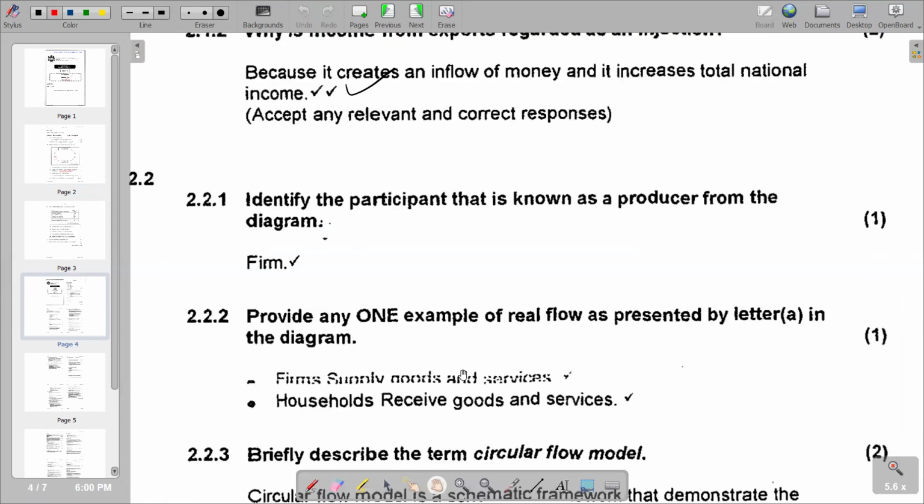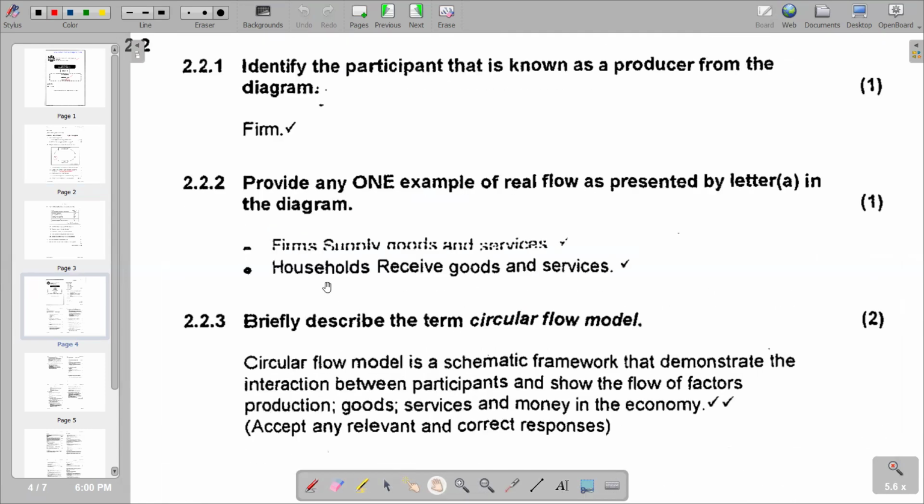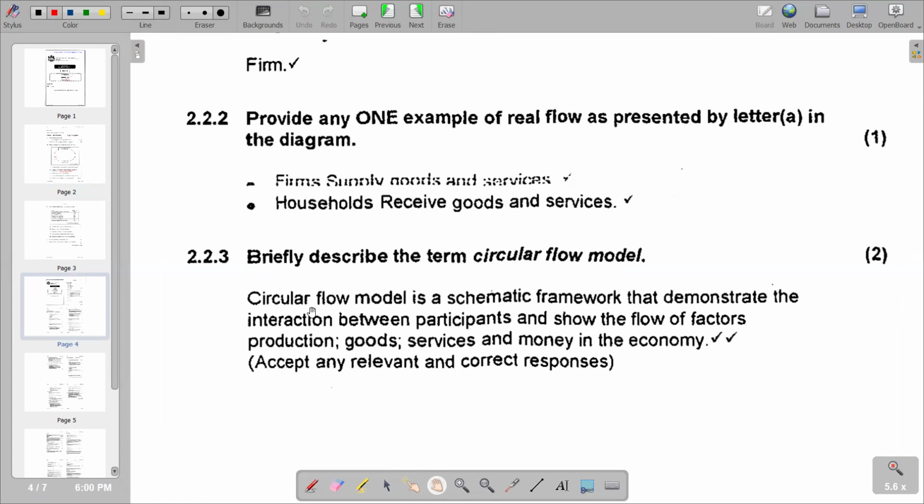2.2.3, briefly describe the term circular flow model. A circular flow model is a schematic framework that demonstrates the interaction between participants and shows the flow of factors of production, which includes goods, services, and money in the economy. So basically, you can as well briefly describe it as the movement of real flow and money flow between participants in the economy. That describes a circular flow model. So basically, that's what we have.